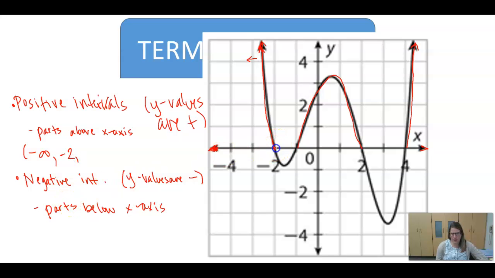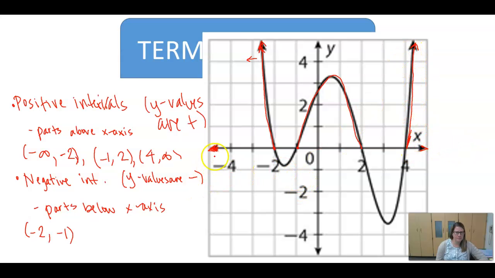Then it becomes negative between negative 2 and negative 1, so that interval will go down here in negative. Then it picks up again at negative 1 and goes to 2. The x values between negative 1 and 2 give us positive Y values. And then from 4 to infinity, the rest of this side here, all these x values are going to give us positive Y values.